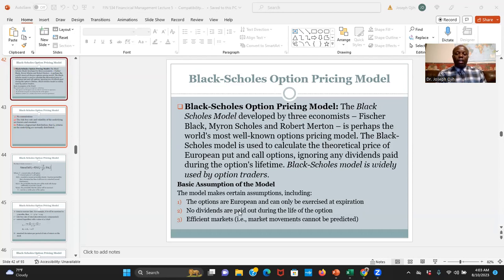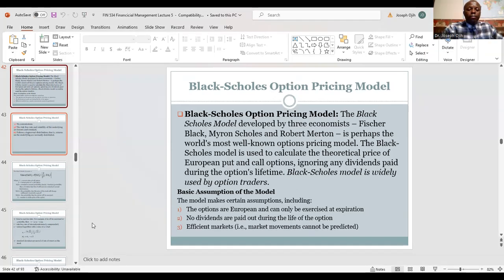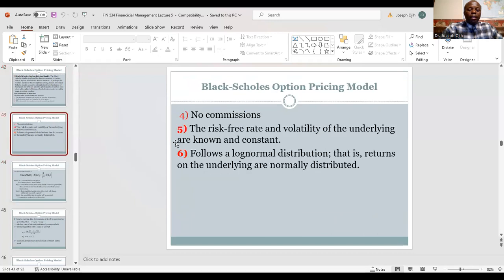Then number three is that it assumes that the market is efficient. When you say the market is efficient, it means that market movement cannot be predicted. The next assumption is that there's no commission. And the fifth one is that the risk-free rate and volatility of the underlying assets are known and constant. For volatility, we use the standard deviation as a measure of risk.